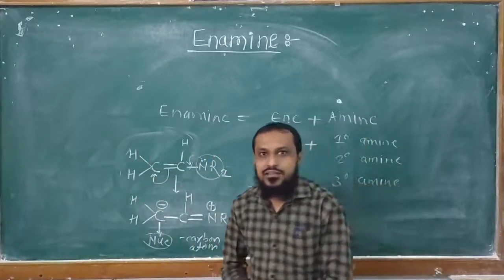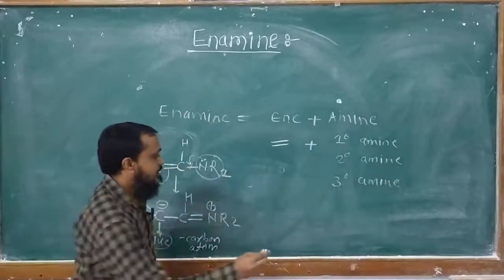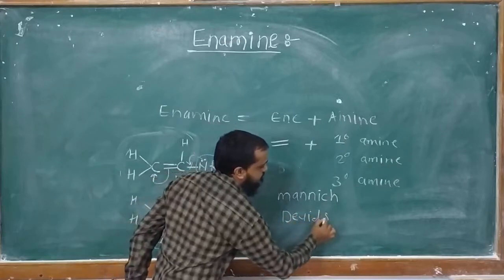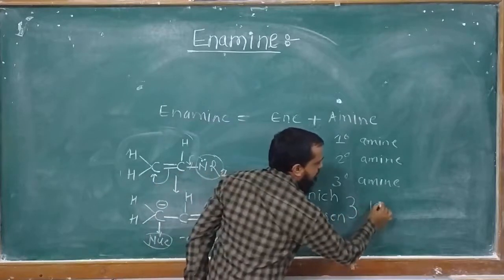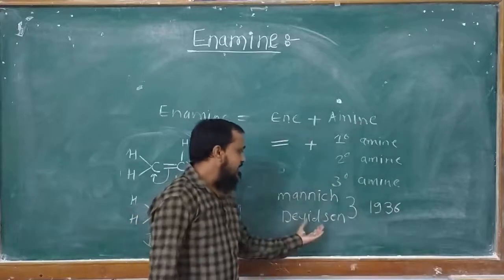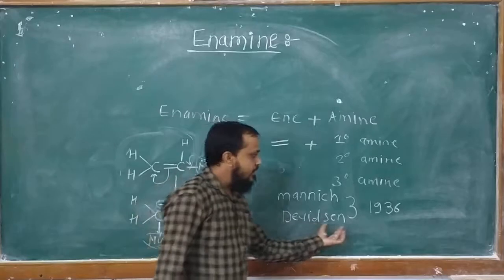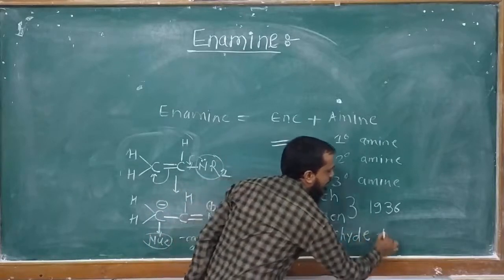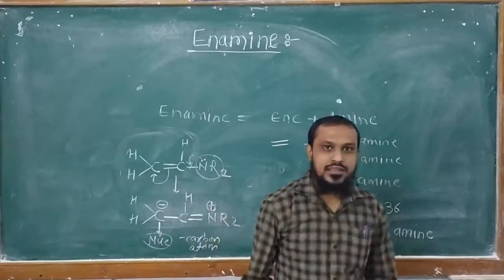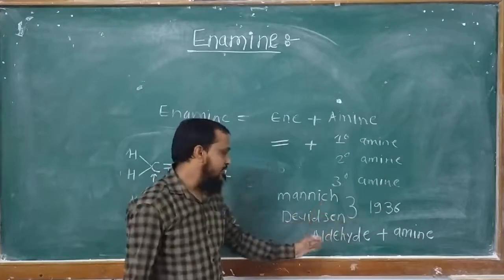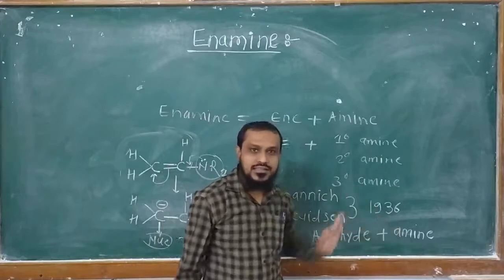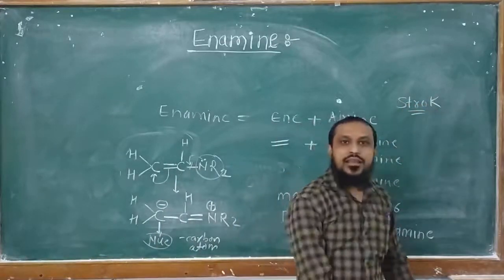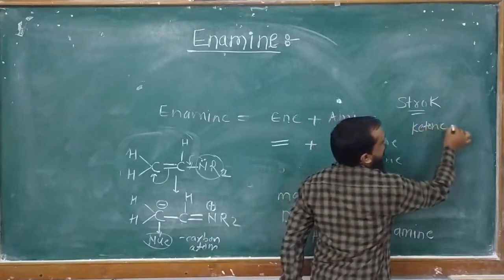Now the fifth point is, enamine was firstly prepared by Mannich and Davidson near about in 1936. Okay, firstly Mannich and Davidson prepared enamine in 1936 with the help of aldehyde and amine. After that Stork prepared enamine with the help of ketone and amine.